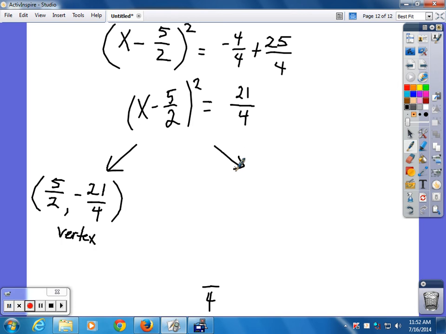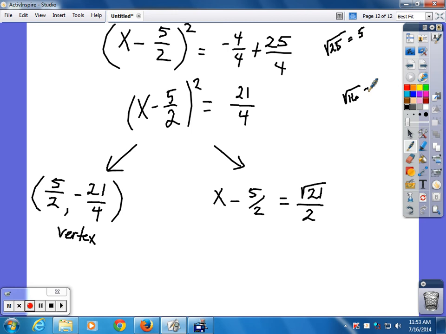Solving it for x, x minus 5/2 is equal to the square root of 21 over 2. I went ahead and took the square root in my head and got that. Now let's talk about the square root of 21. The square root of 21 is between the square root of 16 and the square root of what? 25. And 4.5 is in the middle.